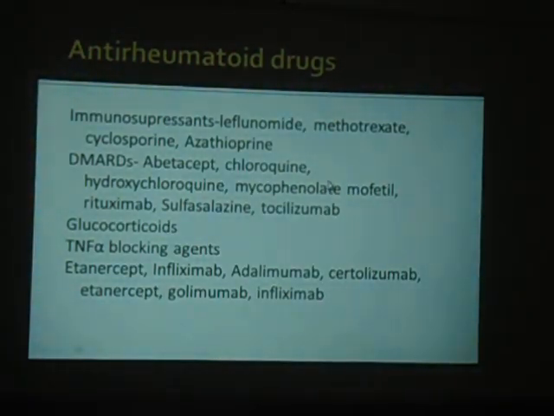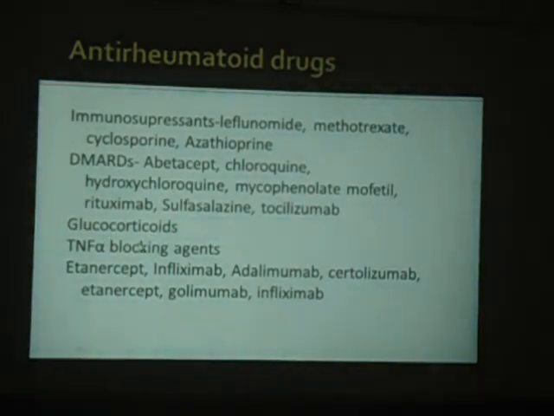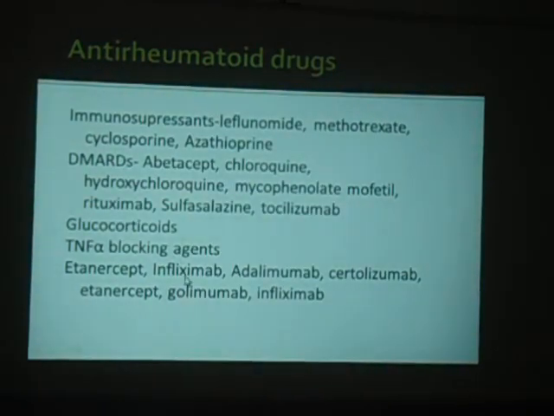Mycophenolate mofetil, again, is an anti-cancer drug. Rituximab, MAB stands for monoclonal antibodies. This is a chimeric monoclonal antibody. Glucocorticoids, again, these are the universal immunosuppressants. Glucocorticoids are the drugs which can be used for any type of inflammation.